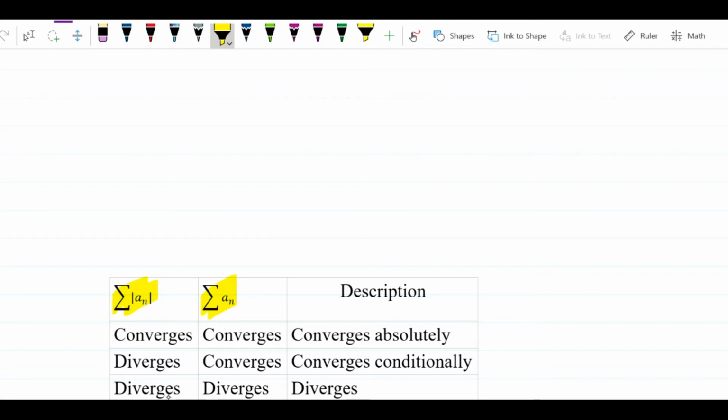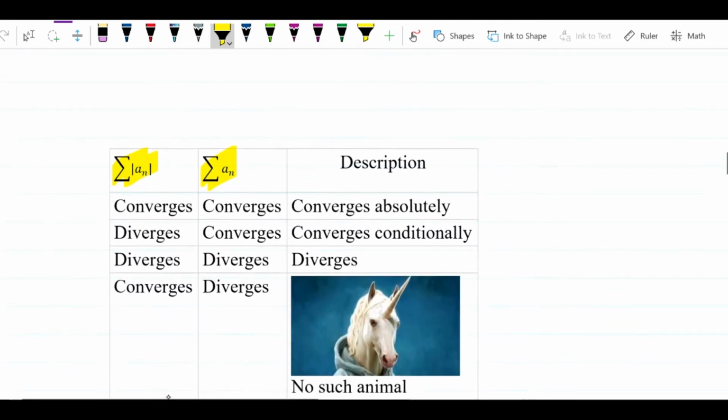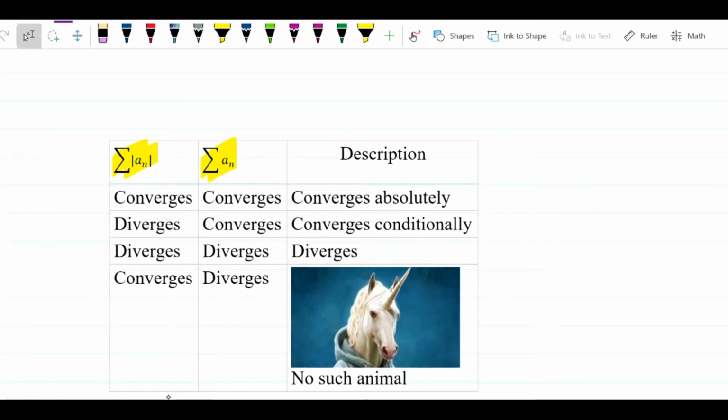The fourth possibility I've saved for last, and that is where the positive term series converges and the regular series diverges. I've represented that by this unicorn because there is no such animal. That's just not a possible combination.